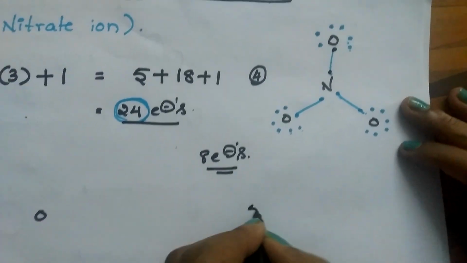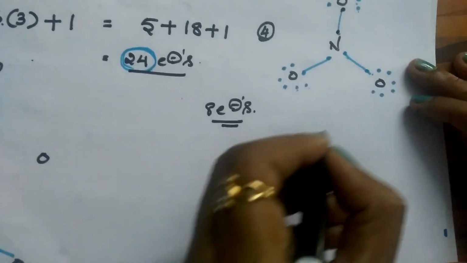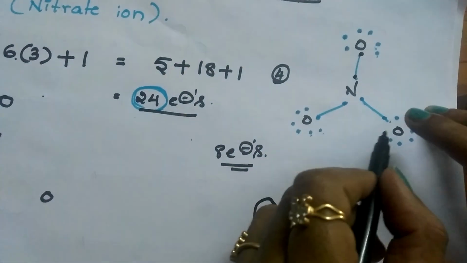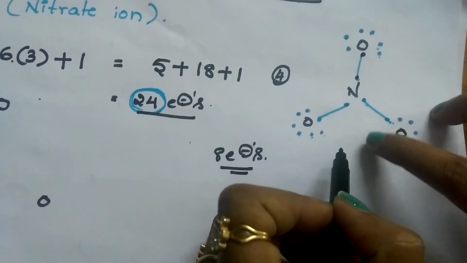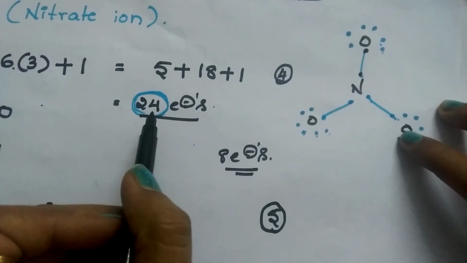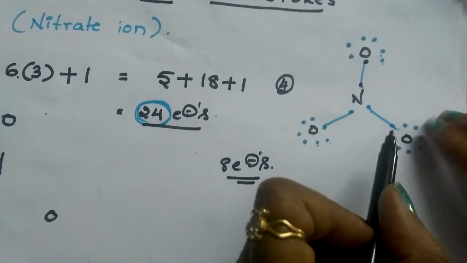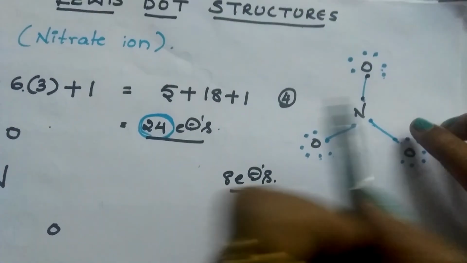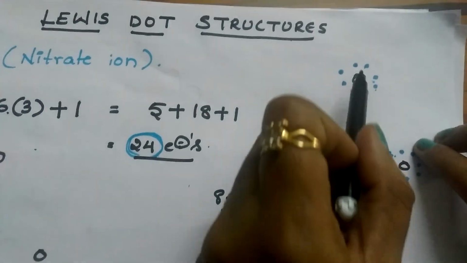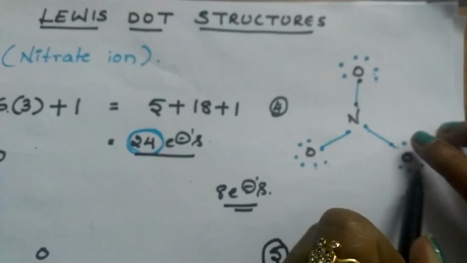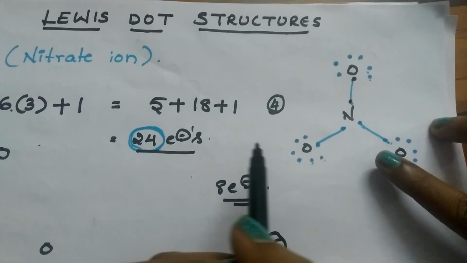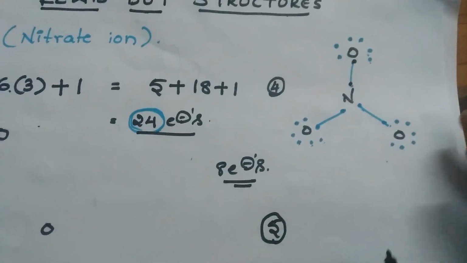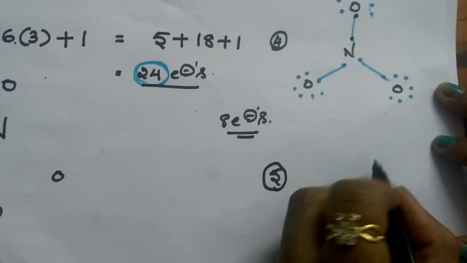Step number 5. Suppose here we got 24 electrons for this ion, that's why we got already 24. Suppose here we get 26. In such a case, the remaining electrons you should write on the central atom. Suppose we got 26, you have written only 24 for completing octets. The remaining 2 electrons you have to write on the central atom.